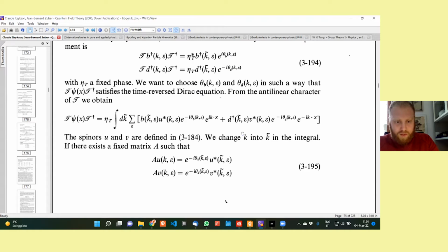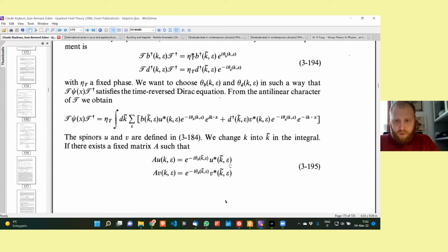And in usual quantization everything is fine and dandy, because you get a relation between u_k and u_k tilde, where the tilde means that you reverse the spatial component of the momentum. But since in usual quantization this depends only on the 3-momentum, you actually get basically the same spinor, but with some sign changes and whatever. And you are able to deduce this matrix A, imposing this equality.